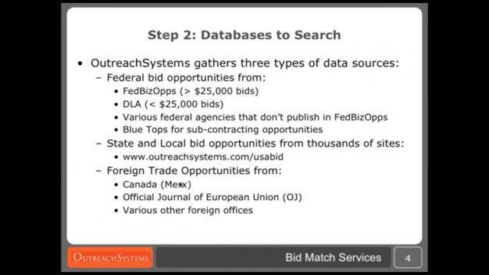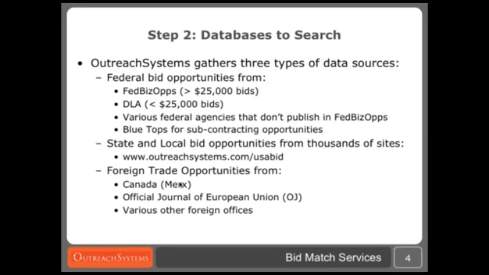There's either federal bid opportunities, state and local bid opportunities, or foreign opportunities. Our federal bid opportunities come from 4 different sources. One, of course, is the FedBizOpps database, which contains, generally speaking, bids greater than $25,000 in value. These bids are from a wide variety of federal agencies, both Department of Defense and civilian agencies, in both the commodities and the services area. So this is a broad-based database.